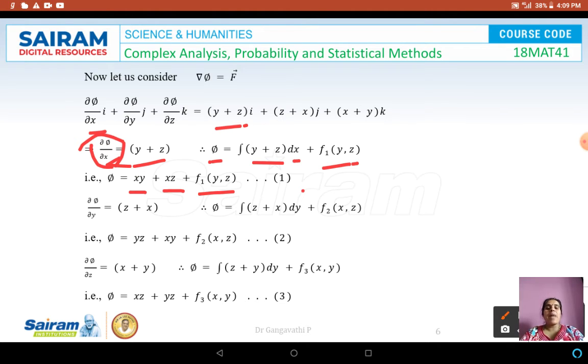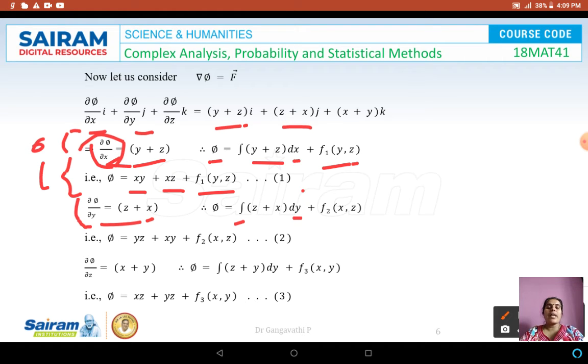Similarly, when we compared the i component, we had got this. Now let us evaluate the j component. The j component is del phi by del y, and on the other side we have (z plus x). So consider that del phi by del y is equal to z plus x. Again, del by del y needs to be eliminated. For that we have to integrate with respect to y.